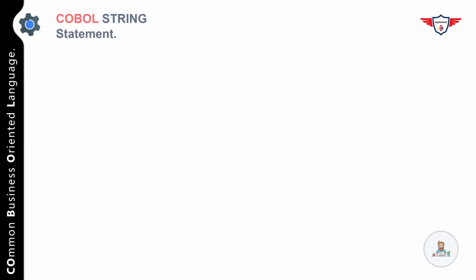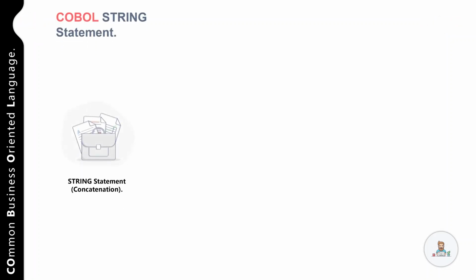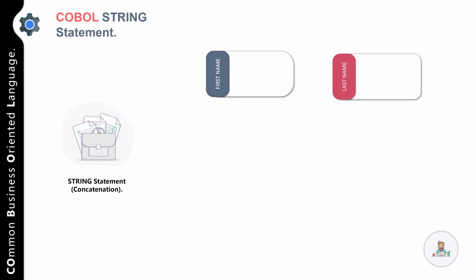Hey guys, welcome back to this session, and in this session we'll talk about the COBOL STRING statement when data is entered interactively. So let's say you're using some front-end screen to insert employee data into the system, and you have two separate fields. The first one is first name and the second one is last name. So you need to specify first name in one field and last name in the second field.